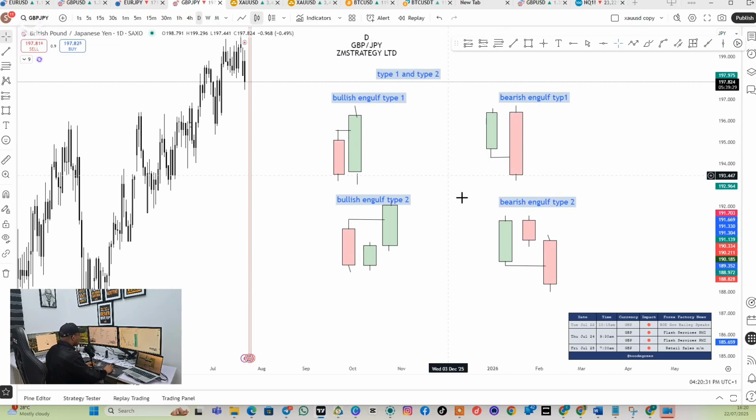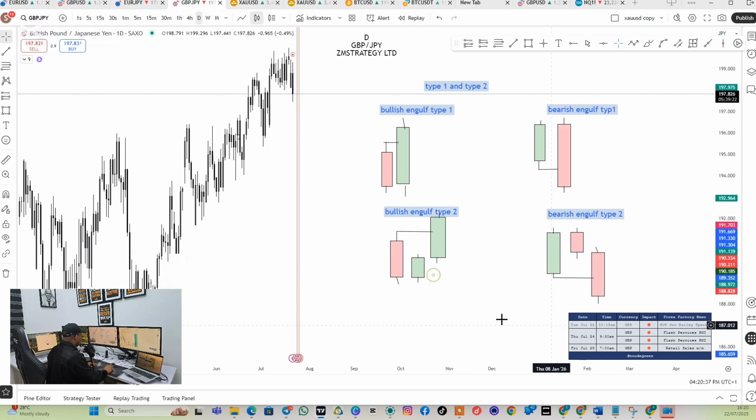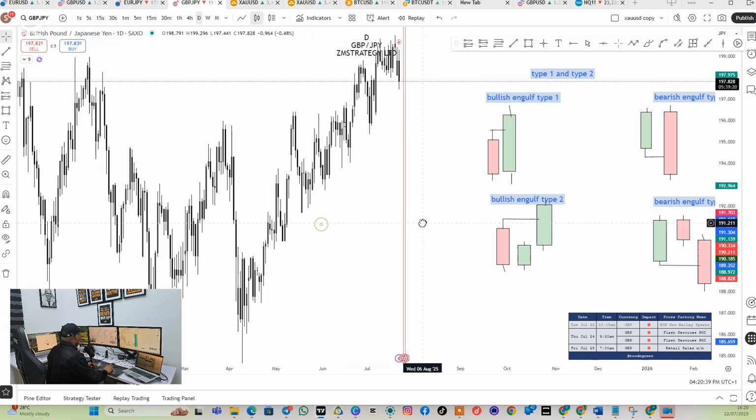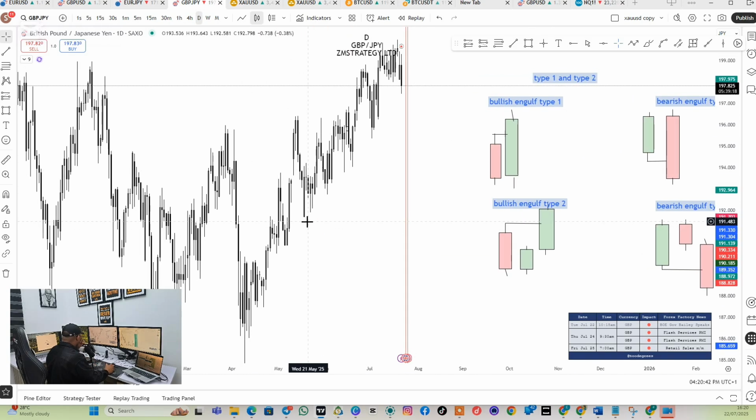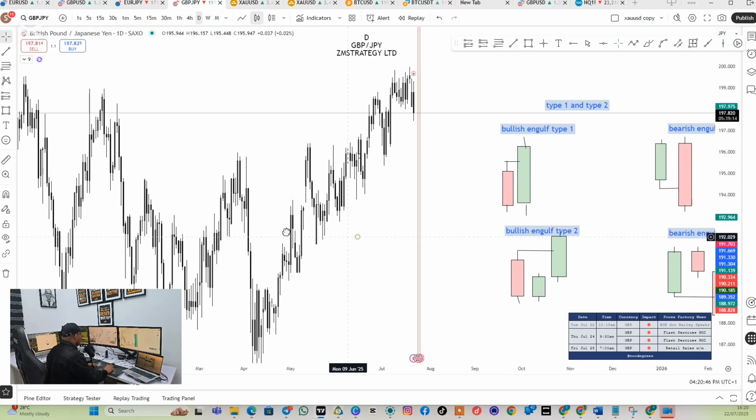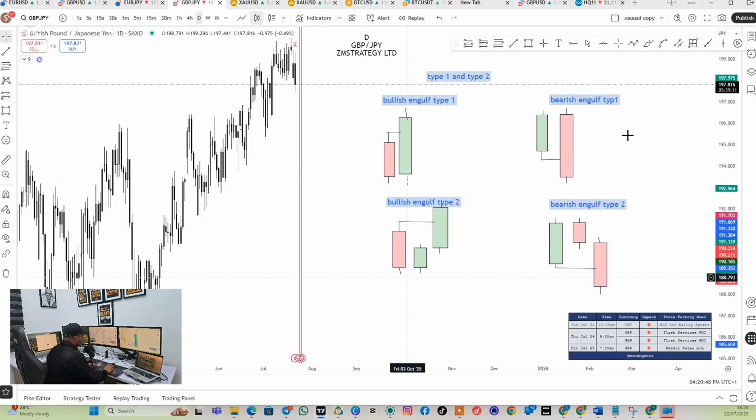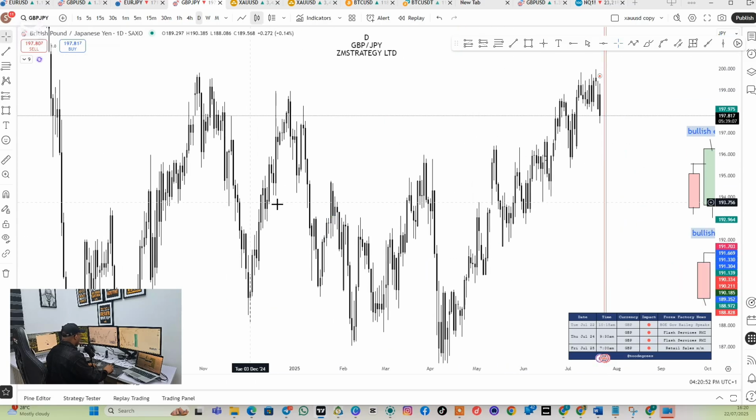So these are bullish type 1, bearish type 1, bullish type 2, bearish type 2. Now let's do some backtesting. With the help of TradingView, we can backtest our chart to see if it's actually profitable. Let's see if we also have engulfing fail, but I will not be talking about engulfing fail in this video. Let's focus just on the engulfing candlestick.